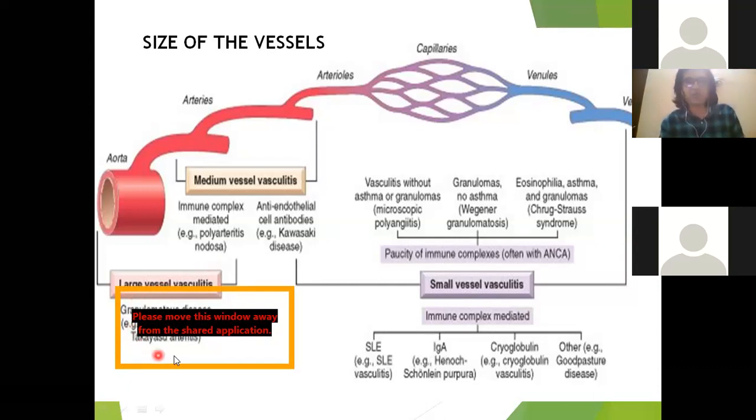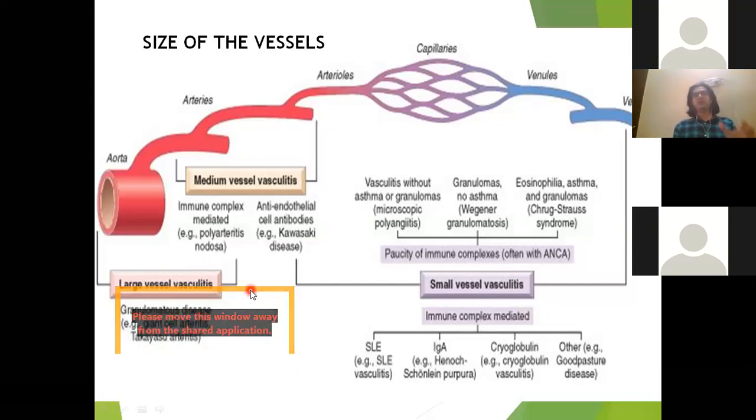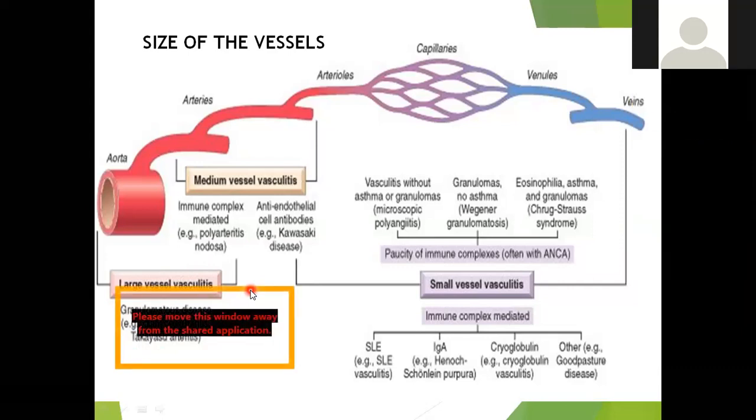The common complication of these two diseases, that is Takayasu arteritis and giant cell arteritis or temporal arteritis, is that they both can involve the ophthalmic arteries, and therefore it can lead to blindness, right? So this is a complication of these two arteritides, right? And so prompt treatment is necessary.